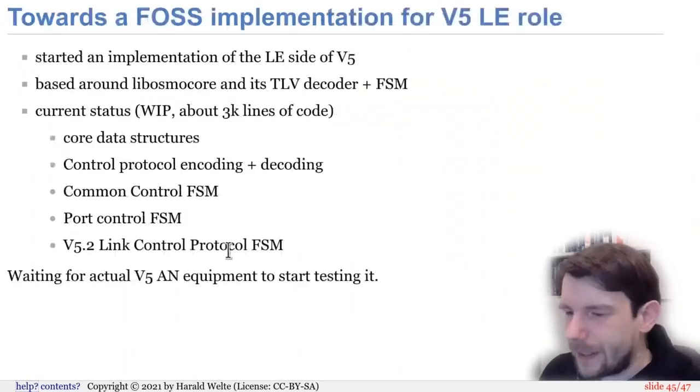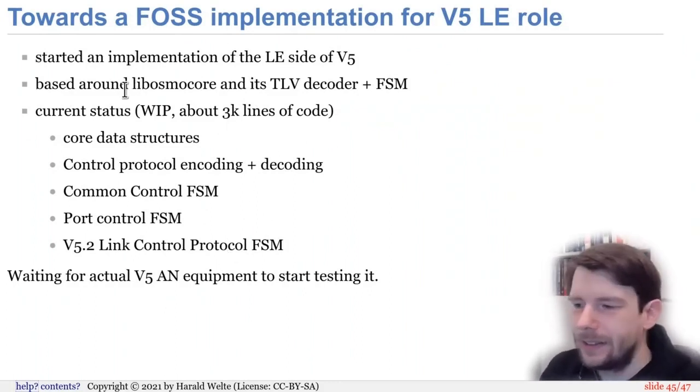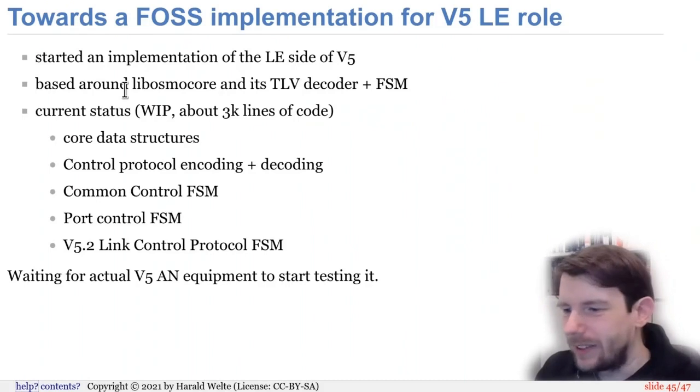So in terms of the V5 implementation, I started an implementation for the local exchange side. It's based around libosmocore and its TLV decoders and finite state machine abstraction. The state is currently work in progress. It's only about 3,000 lines of code at this point.